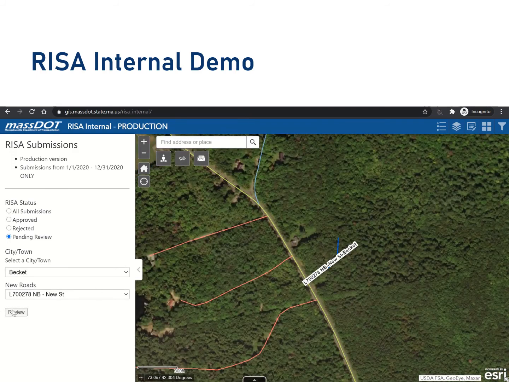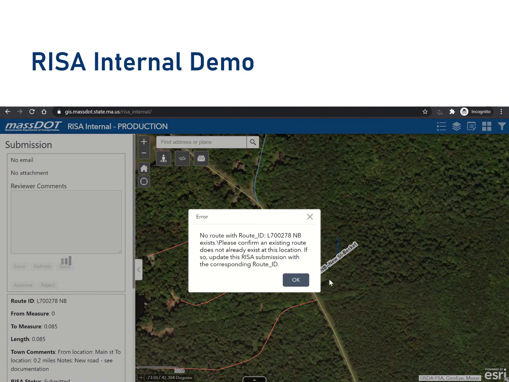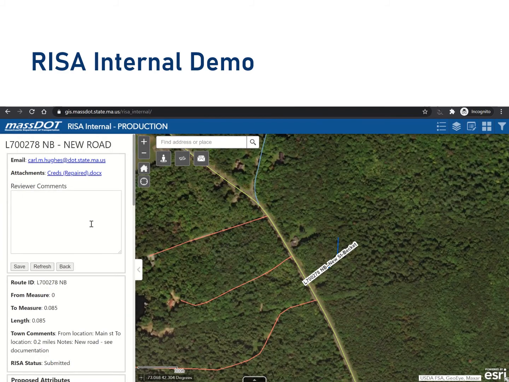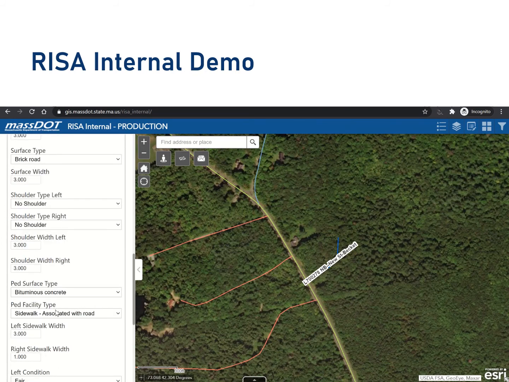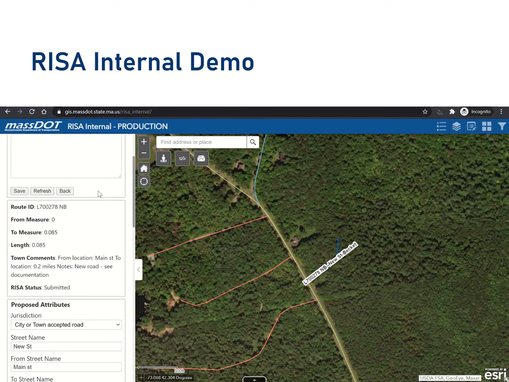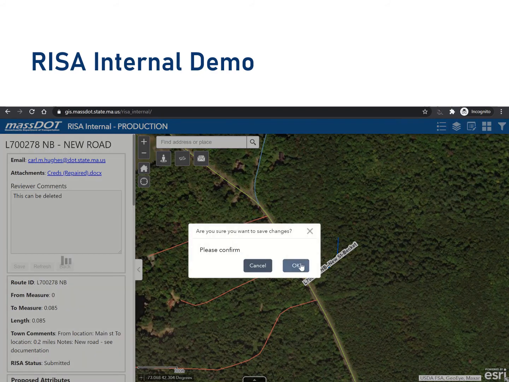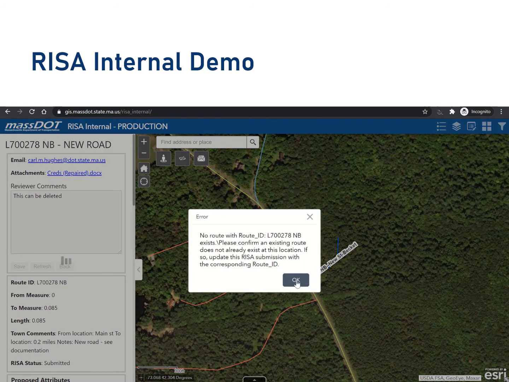Zooms to that street. I can then go into the review step. Now I'm getting this error message because the route doesn't actually exist in our LRS, and that is the one step that does need to be done through ArcGIS Desktop. Once that route is created, it will allow me to approve or reject it, but you can see there are no buttons to allow me to do that at the moment. So I'm just going to leave a comment, save it, and then I can go back and review some updates that were left.